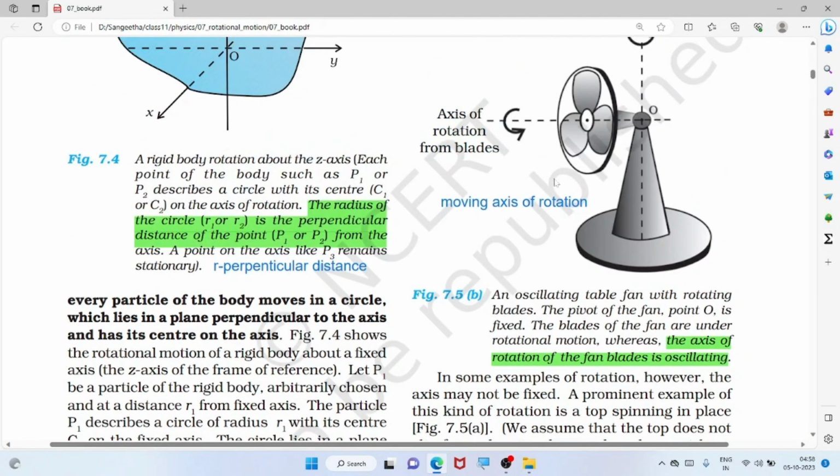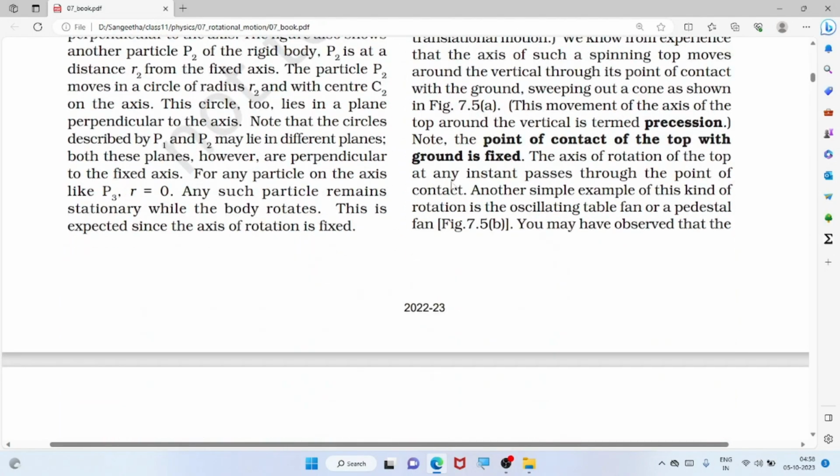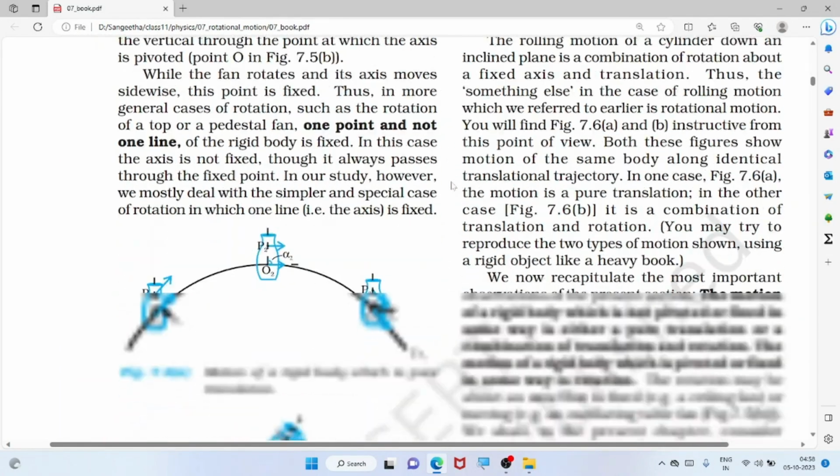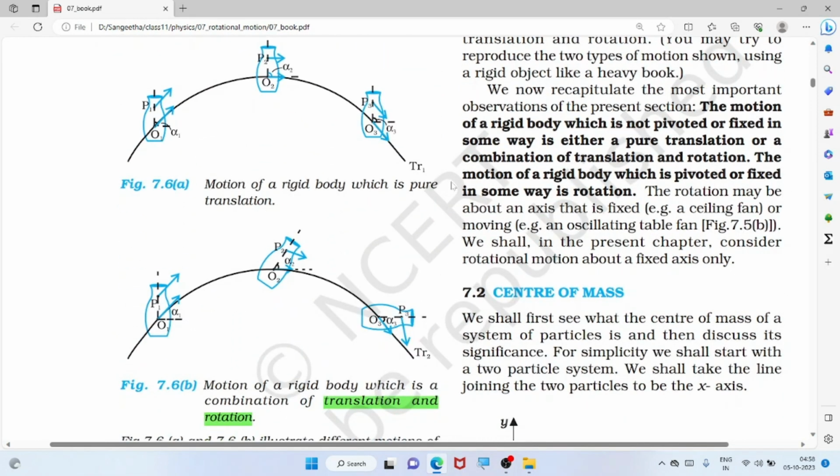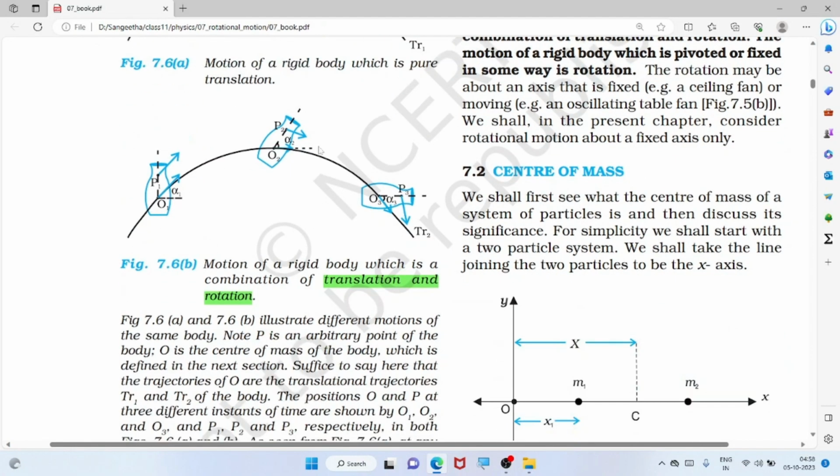Here we have an oscillating axis of rotation, which is changing because this fan is rotating. The axis of rotation is also oscillating in this case. So this is a pure translational motion. Here we have translation and rotational motion, both. This is translation as well as rotation.